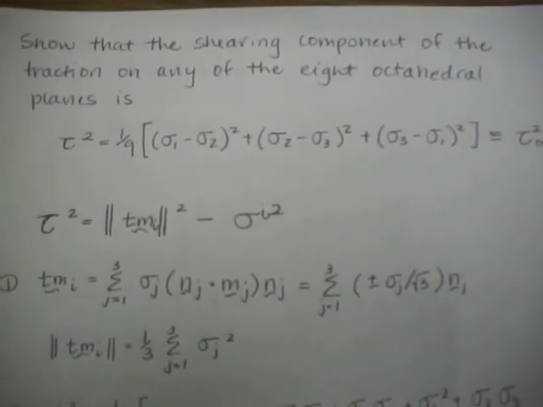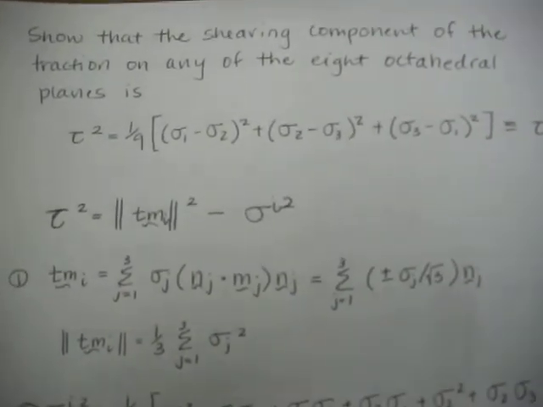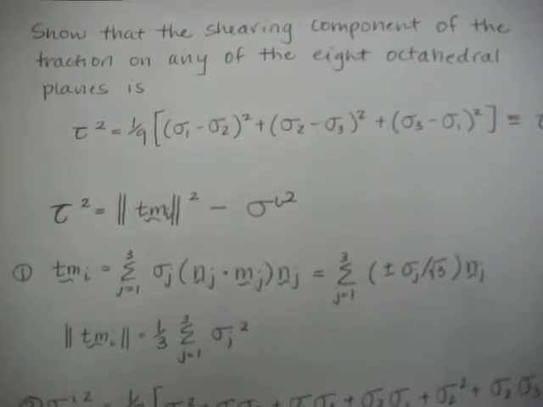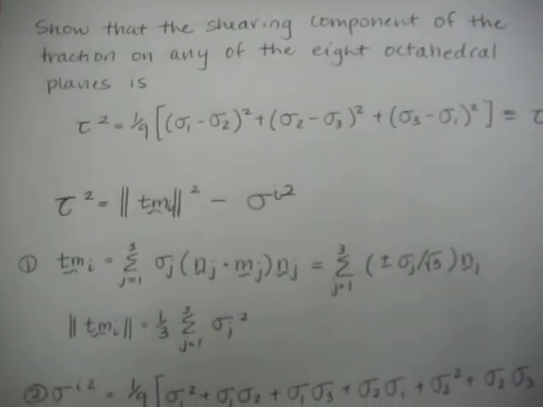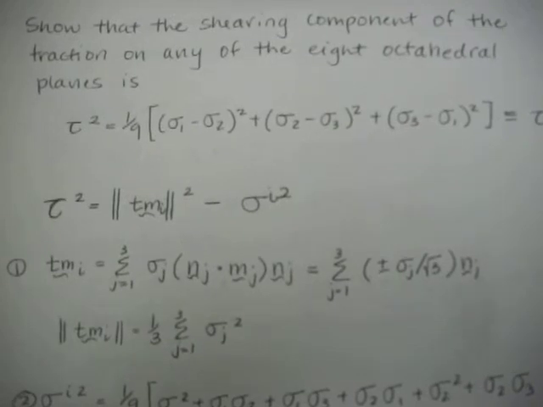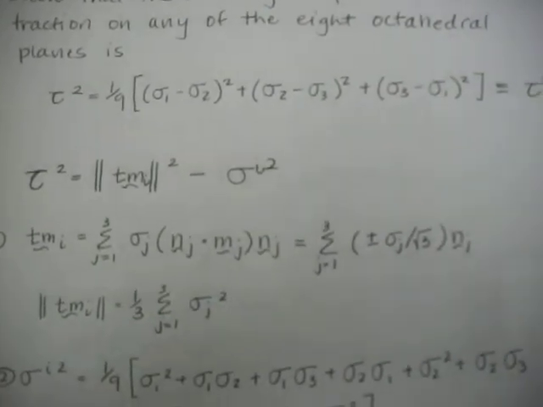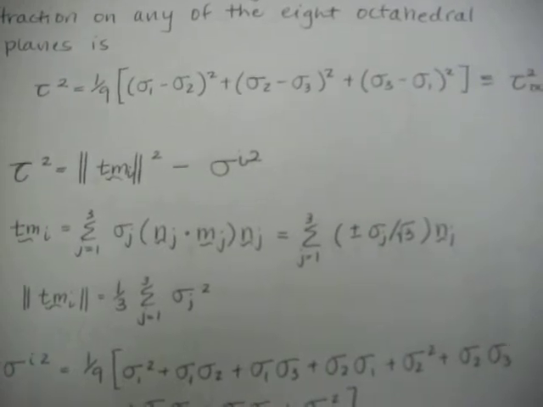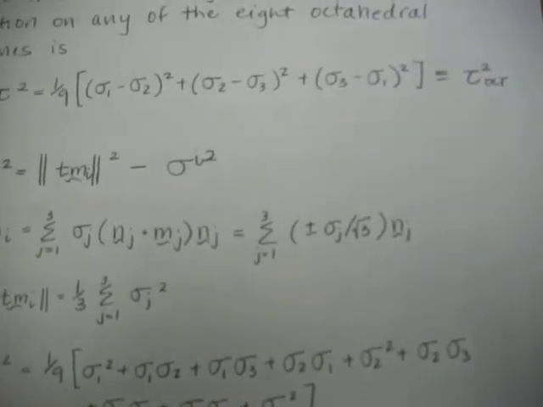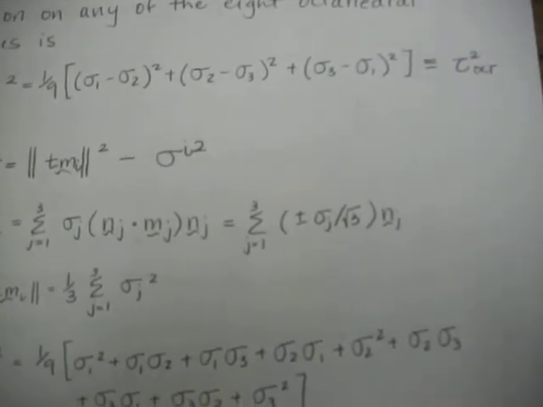The second part of the problem says to show that the shearing component of the traction on any of the 8 octahedral planes is equal to: the shearing component squared equals 1 over 9 times (sigma 1 minus sigma 2) squared plus (sigma 2 minus sigma 3) squared plus (sigma 3 minus sigma 1) squared.